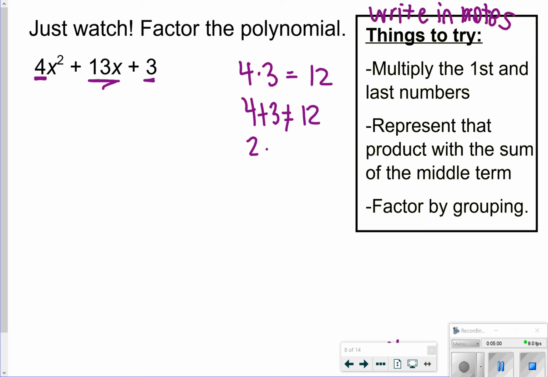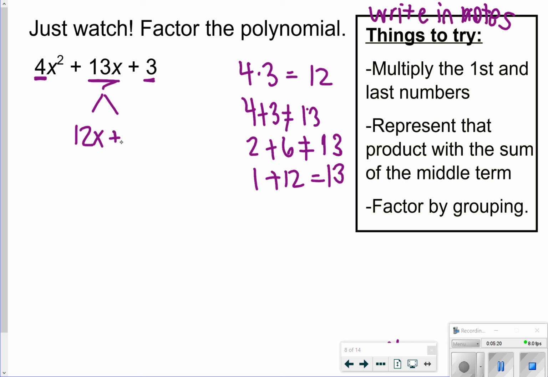Then I keep going. I know 2 and 6 are factors. 2 and 6 does not equal 12. My other set I can use is 1 and 12, and that would equal, sorry, these should all be 13, my bad. That does equal 13, so what I'm actually going to do is break down 13x and make it 12x plus 1x. So now I'm going to have a new polynomial that says 4x squared plus 12x plus 1x plus 3. And notice I haven't changed the value of the polynomial. All I did was make 13x be represented by something else.